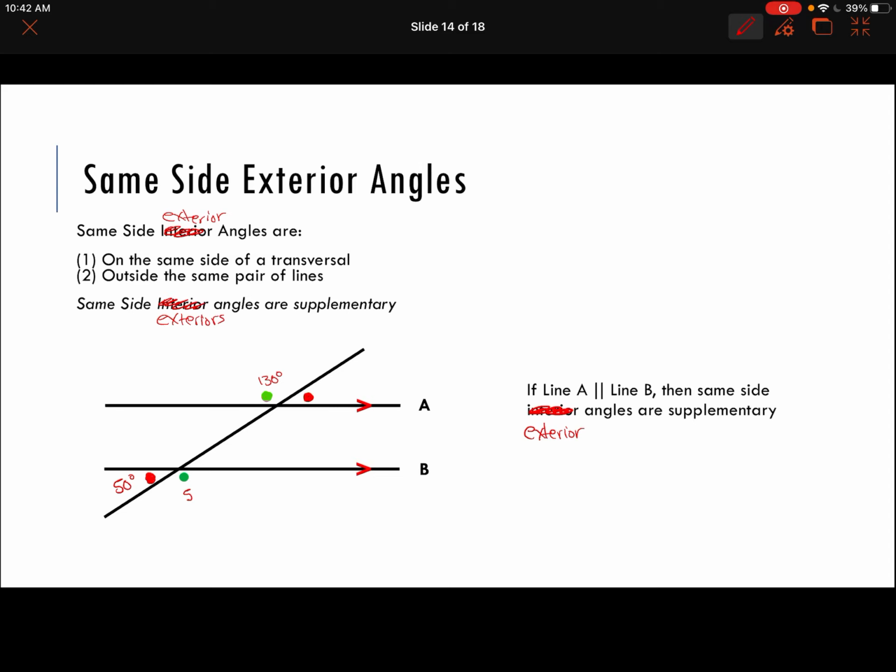And this angle would be 130. And this angle would be 50 degrees. So again, same side exterior means that the angles are supplementary. And that same relationship exists for these angles, the other pair of angles as well.